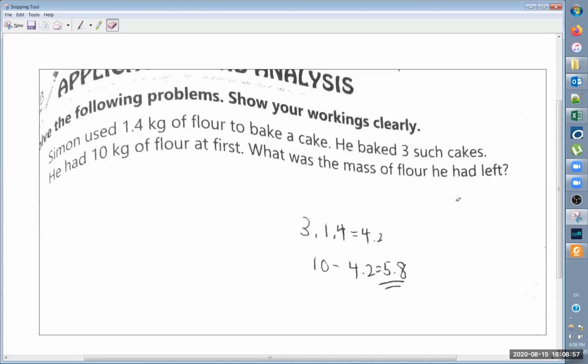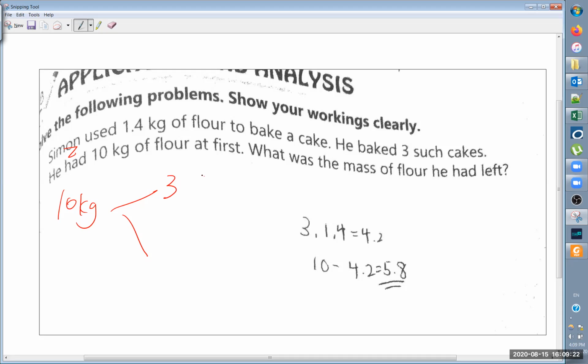Alright, so for this question, from now onwards, if you do a problem sum, what I expect you to do is to write a branch. So this question says Simon, where's Simon? Simon started with 10 kg of flour, then of course he baked 3 such cakes. So 3 cakes, right?